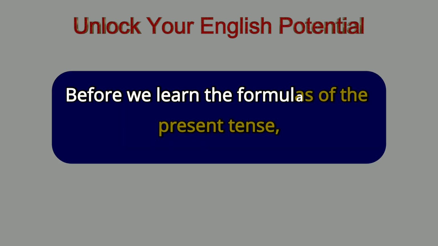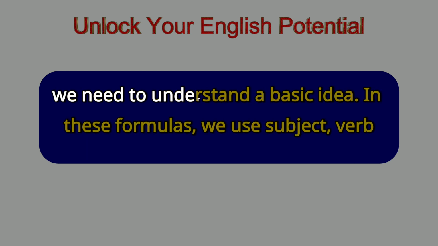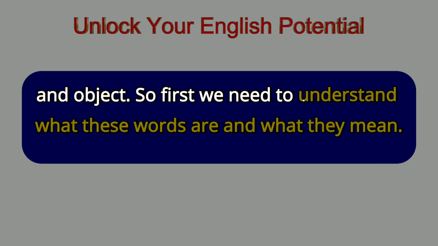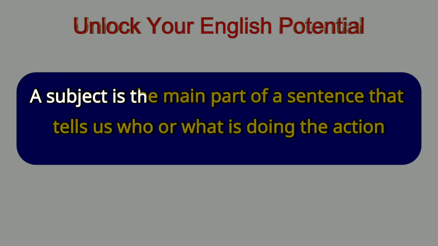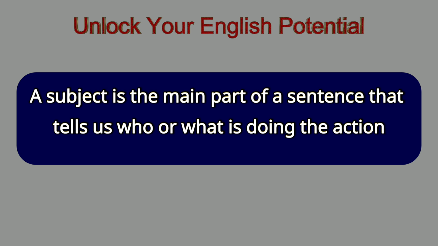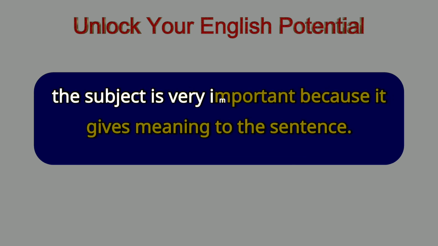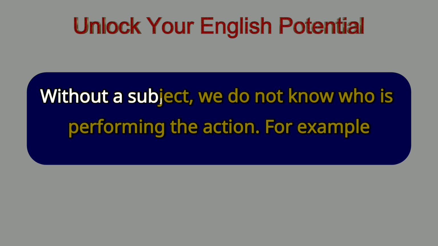Before we learn the formulas of the present tense, we need to understand a basic idea. In these formulas, we use subject, verb, and object. So first, we need to understand what these words are and what they mean. A subject is the main part of a sentence that tells us who or what is doing the action, or who or what the sentence is about. In every complete sentence, the subject is very important because it gives meaning to the sentence. Without a subject, we do not know who is performing the action.